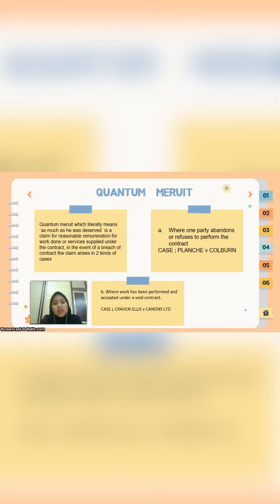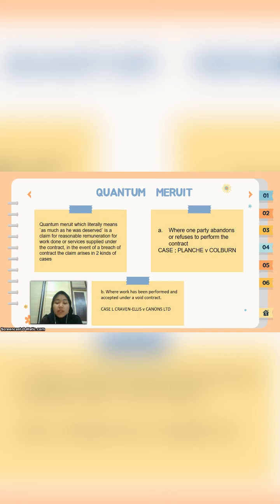Quantum meruit means as much as he deserved. It is a claim for reasonable remuneration for work done or service supplied under a contract. In the event of a breach of contract, the claim arises in two kinds of cases. The first one is where one party abandons or refuses to perform the contract, and the second one is where work has been performed and accepted under a void contract.